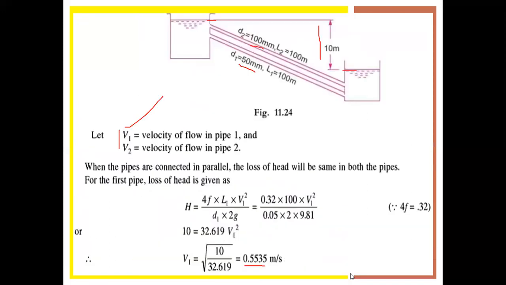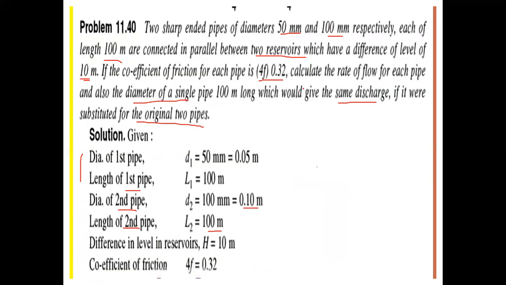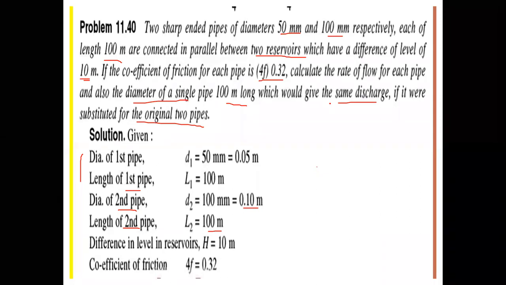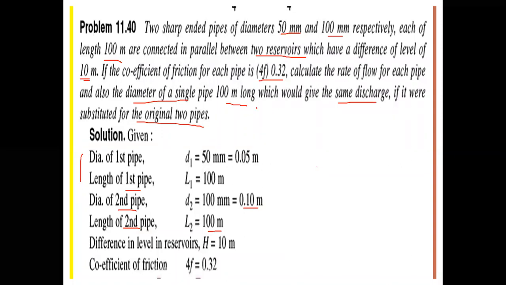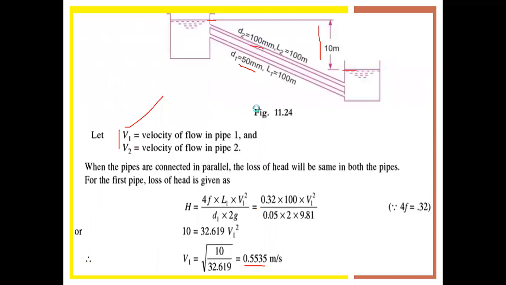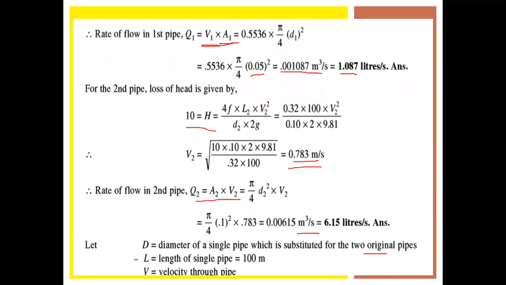So here, the condition given is, calculate the rate of flow for each pipe and also the diameter of the single pipe 100 mm long, which would give the same discharge if it is a substitution for the original pipes. That means if instead of these two pipes we place a single original pipe with 100 meters length, then what happens to the rate of flow? The rate of flow will be changed. What rate of flow did we get?